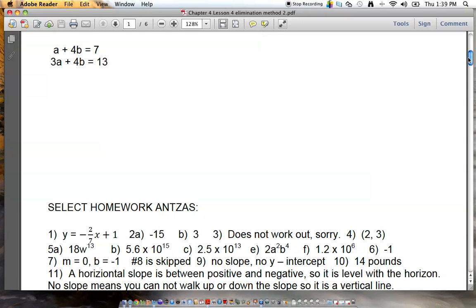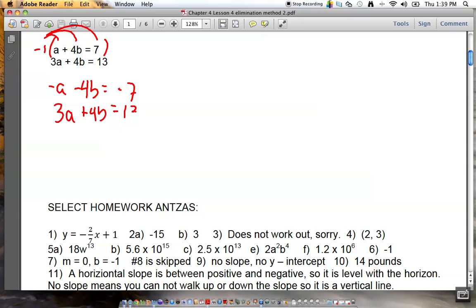So what I'm going to do is this. I can do it to either one. I'm going to take the top one and multiply everything by a negative 1. And let's see what happens. I think something pretty cool is going to happen. Ready? I have to distribute it to everything in the equation. What's a times negative 1? Negative a. What's 4b times negative 1? Negative 4b. And what is 7 times negative 1? Negative 7. Good. Now I'm just going to rewrite the bottom one. I didn't change that at all.